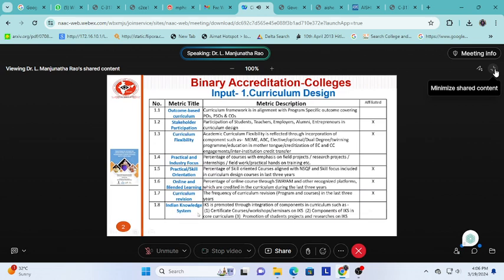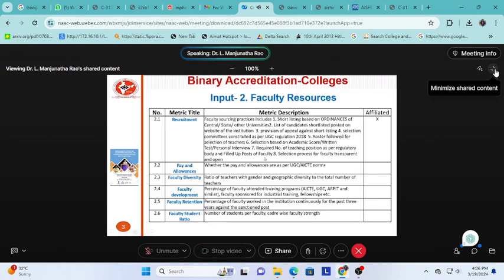Indian knowledge system: whether you are creating awareness among the students and faculty by conducting various programs like certificate courses, workshops, seminars on Indian knowledge system, components of IKS in core curriculum, promotion of student projects and research on IKS.